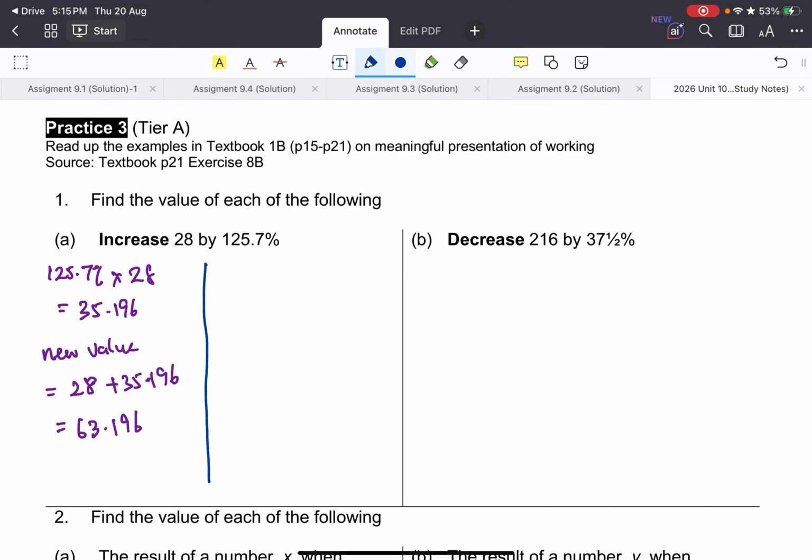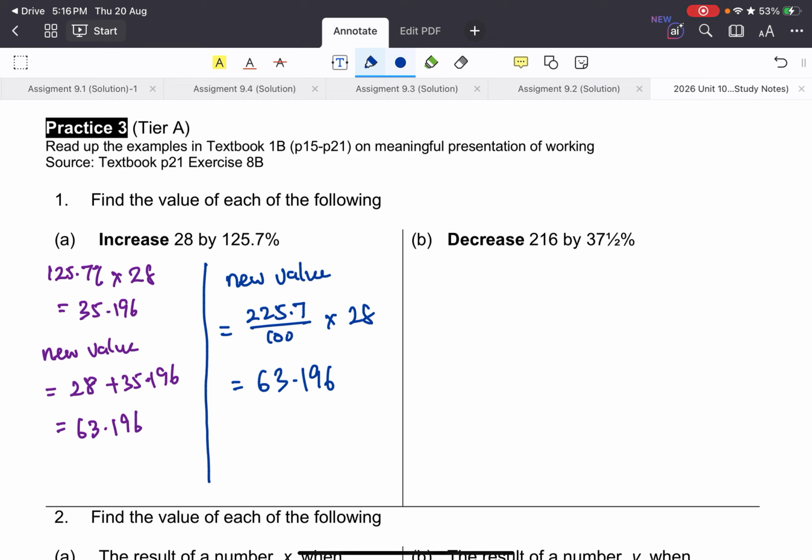Another way to approach this question is to realize that the original value is at 100%. If I increase by 125.7%, the new value is actually 225.7%. So I can directly say that the new value is going to be 225.7% times 28, and we get 63.196. So there are two ways to do this. Choose the method you like and stick to it. I will go with the blue one, but if you do the purple one, there are two steps to it.